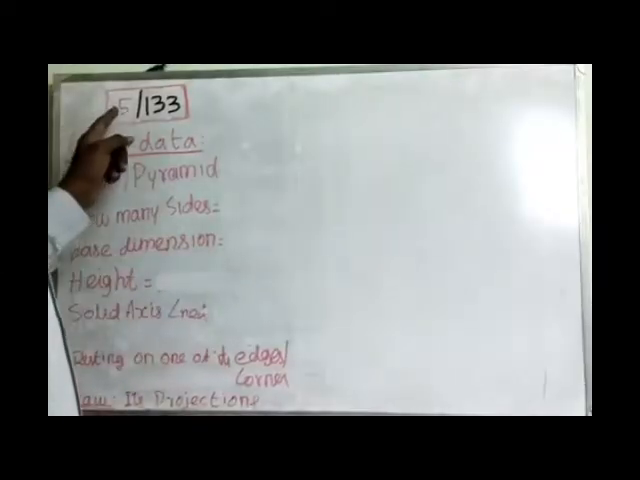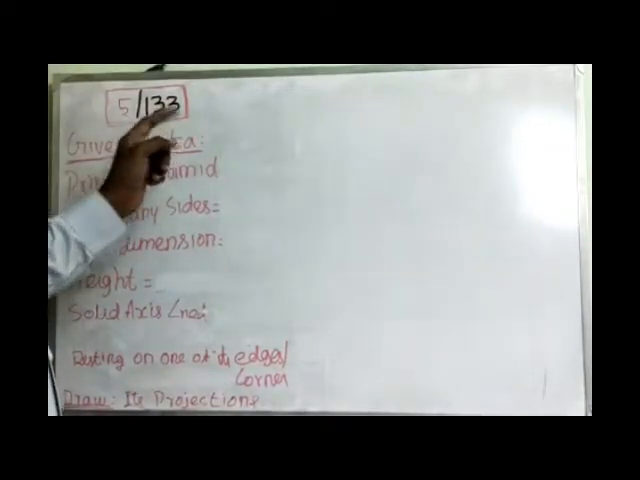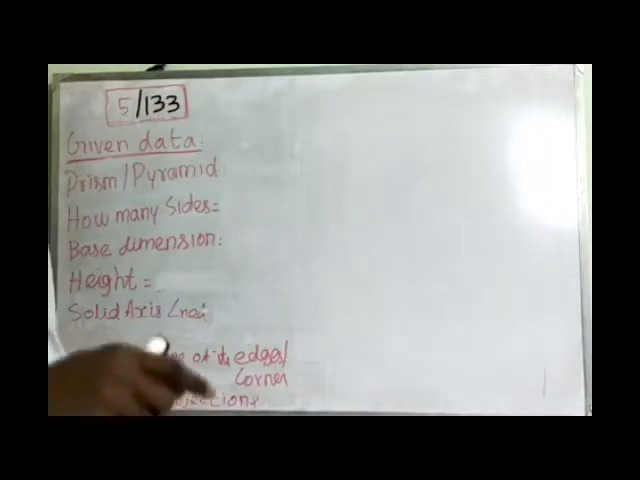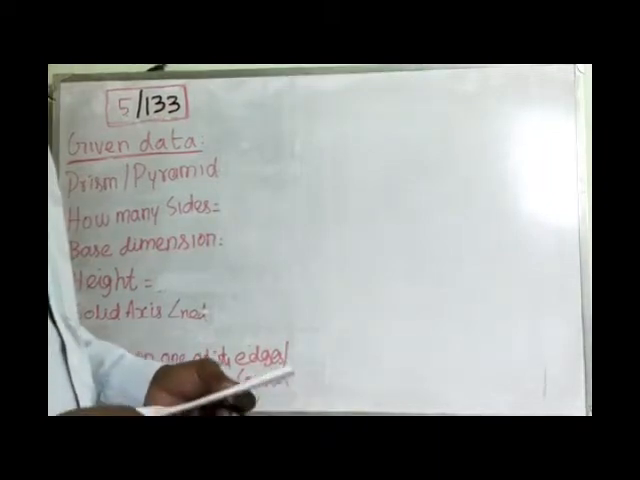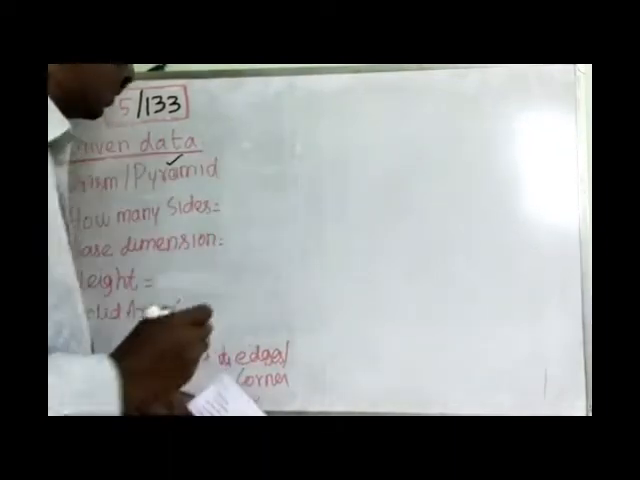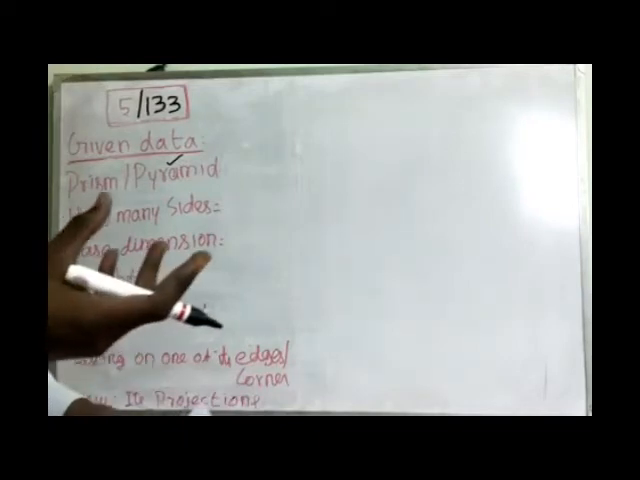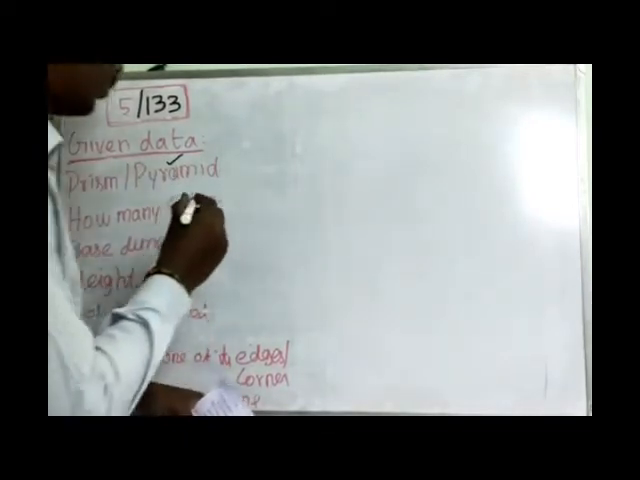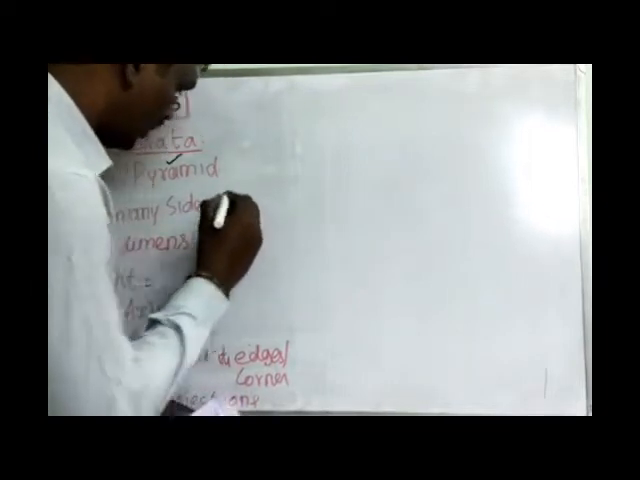So next problem is problem number 5, page number 133. First we find out whether the given question is a prism or a pyramid. Here the given question is a pyramid. Next we have to identify how many sides the pyramid has. It is a square, 4 sides.